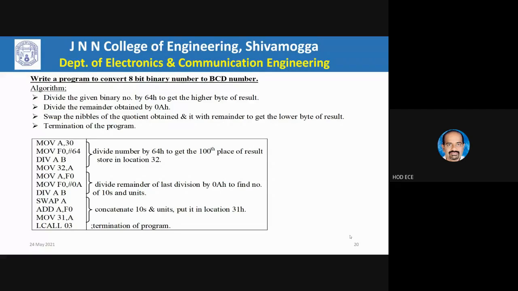You swap it. When you are swapping, what happens? The units position will come to the tens position. Then add it with the B register. Add A with F0. F0 is containing what? The remainder of the division by 10. That you move to the 31st location. That is how the program is.